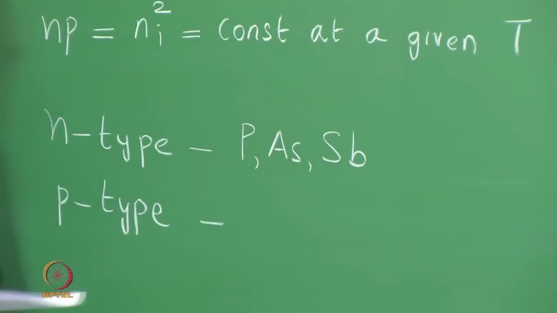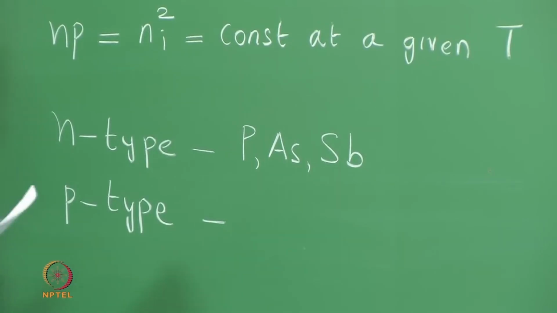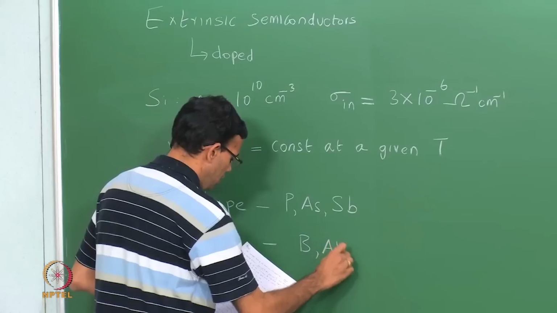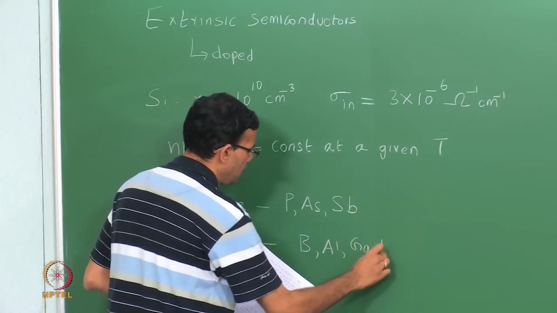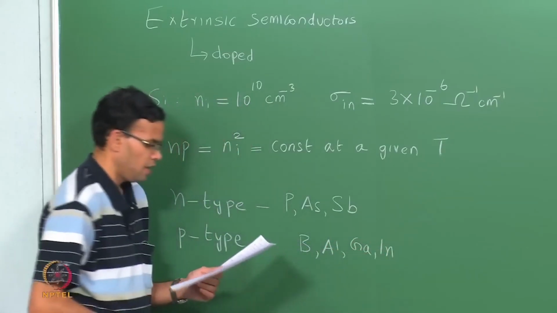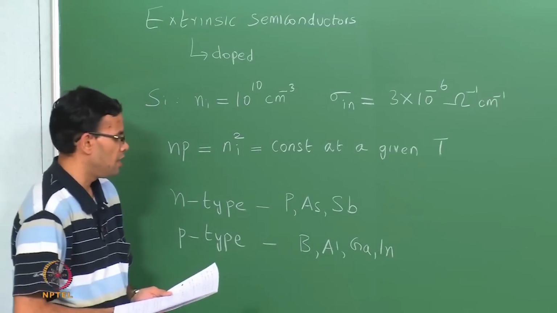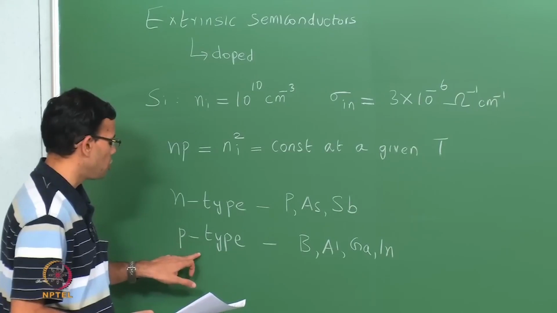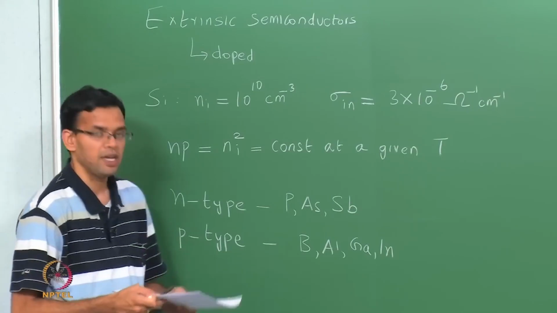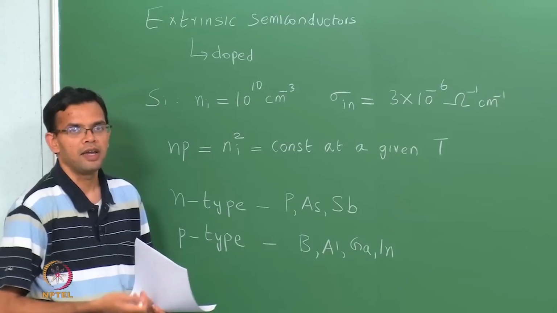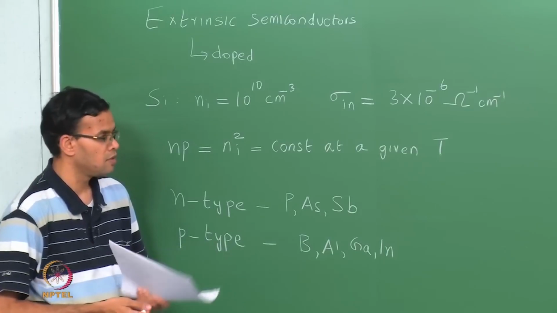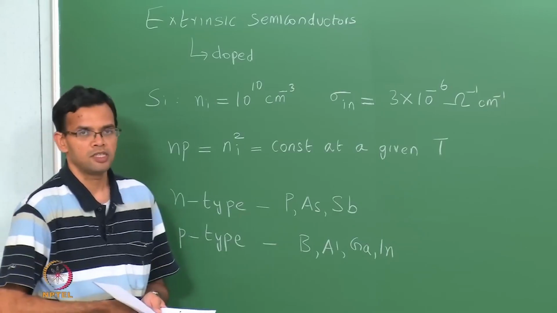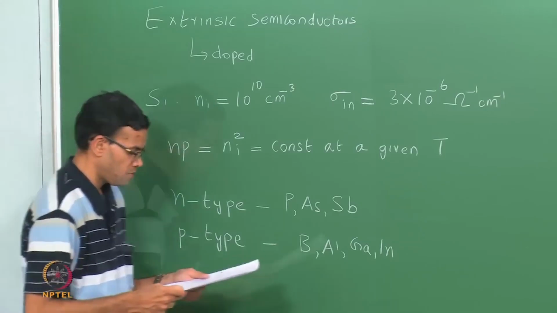Similarly, we saw that we could form P type by doping with group 3: boron, aluminum, gallium and indium. These form energy states that are close to the conduction band in the case of N type, or close to the valence band in the case of P type, so that these are ionized at room temperature. So let us look some more today at the properties of extrinsic semiconductors.